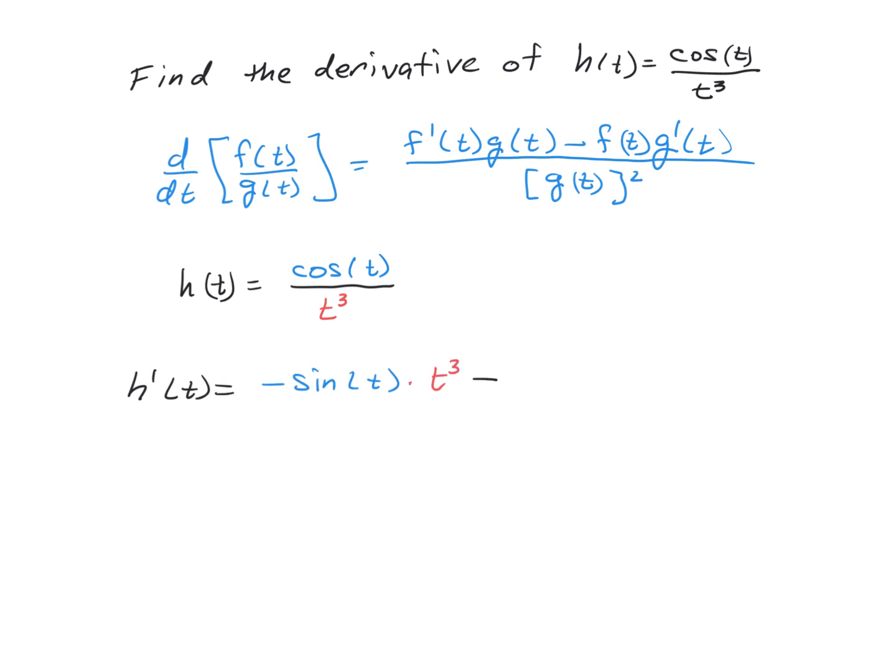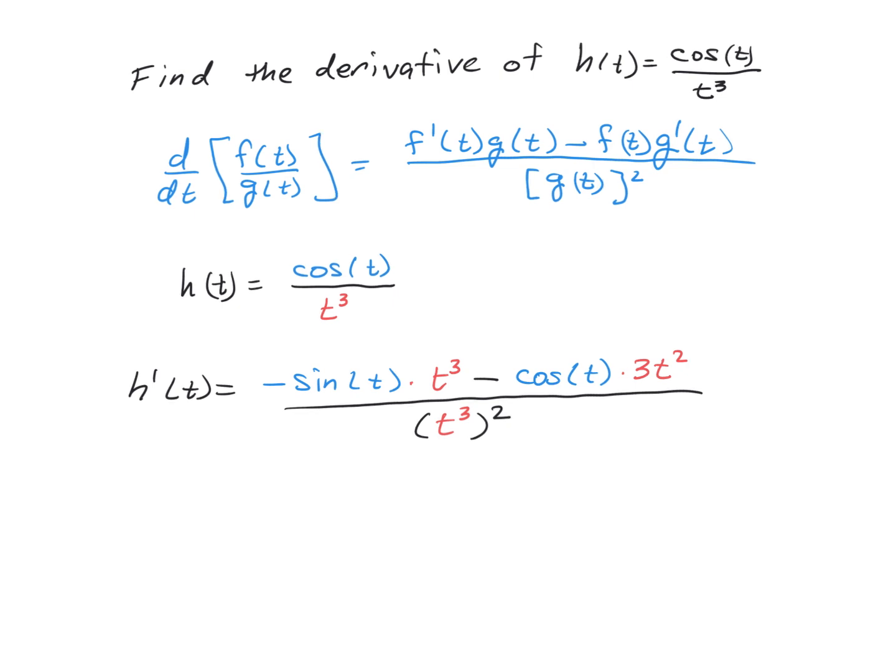Quotient rule always has a subtraction. The top function, f of t, is the cosine of t, and then the derivative of our denominator is 3 times t squared. And that is all divided by our denominator, t cubed, and that is always squared in our quotient rule.